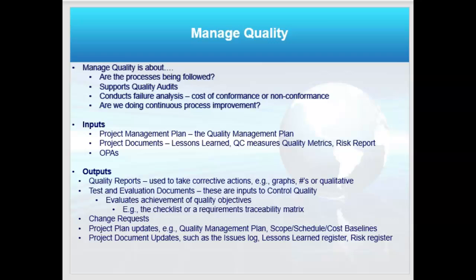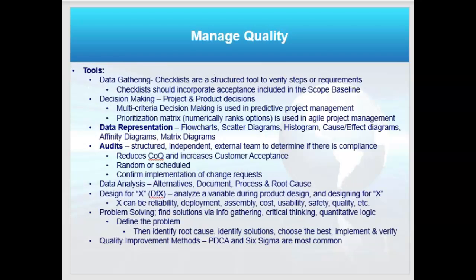So we have our inputs and our outputs. Our outputs are going to be, since we're looking for these summaries, these quality audits and things, a quality report, right? What should we take corrective action on? And it's also going to look at our test and evaluation documents, of course, and then make change requests as necessary.